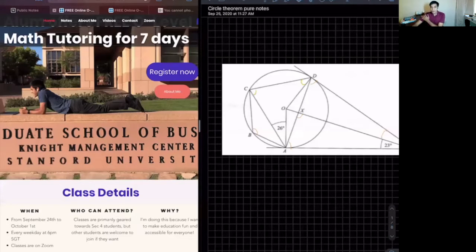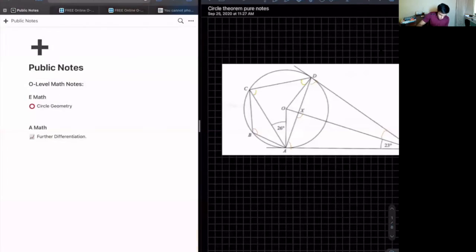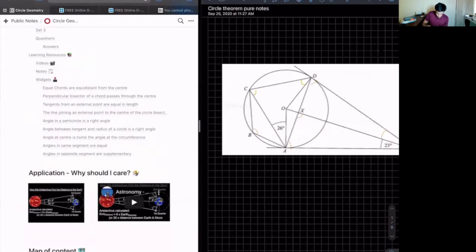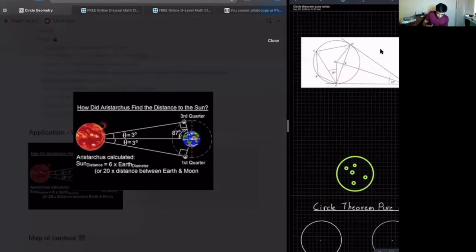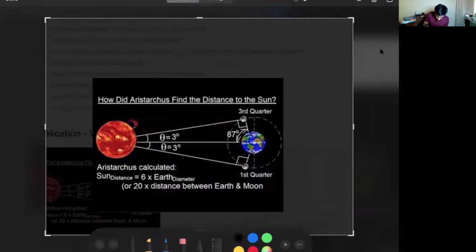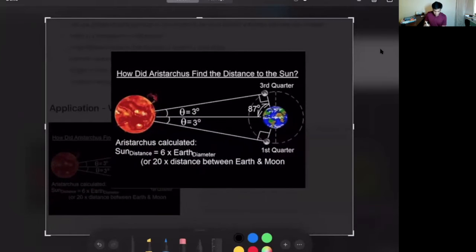Some of you may be asking, why do we have to learn about all the circle theorem business? If you go to the notes page over here, this is what we'll be going over today. The first thing I've put in is why should you care? So let's remove this for now. Long ago, this guy called Aristarchus, that's his name, used circle theorems to figure out the distance to the sun. So it has some pretty cool applications.